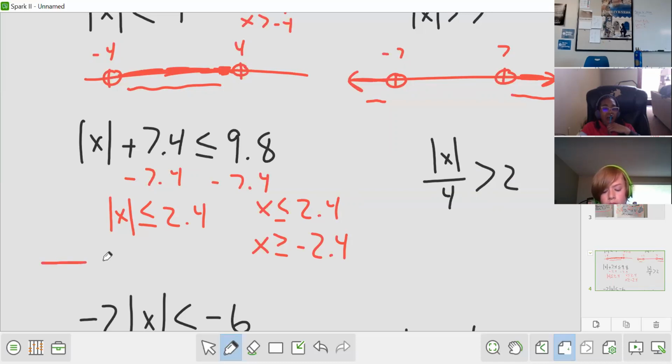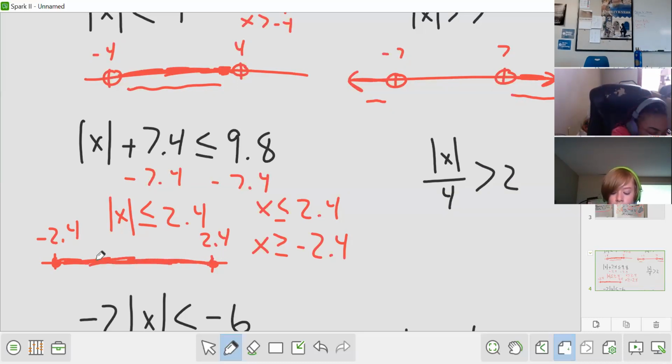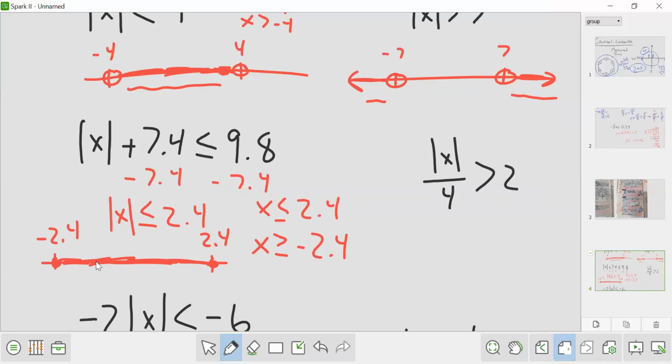And so if I was going to graph that, I would have negative 2.4, and I would have 2.4. A solid dot at each, because it's less than or equal to, so it can equal it. All right, so that's how you deal with absolute value inequalities. Let's look at this one right here.